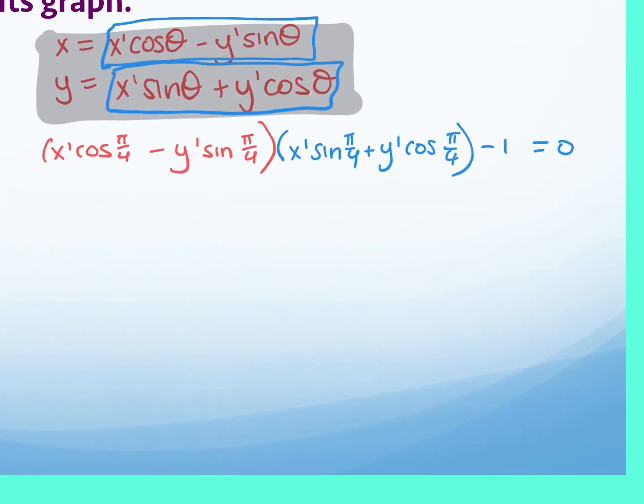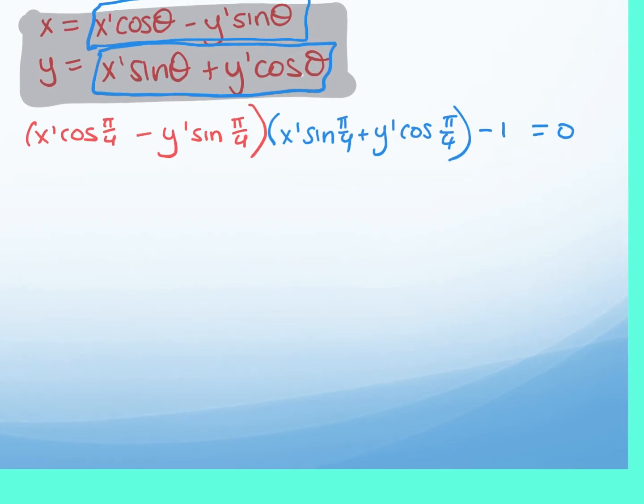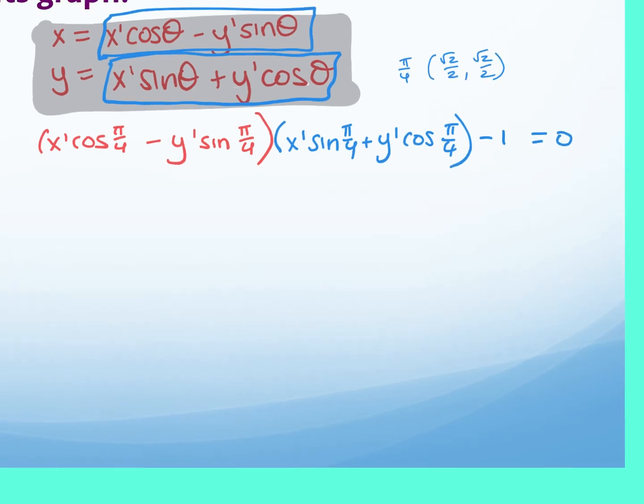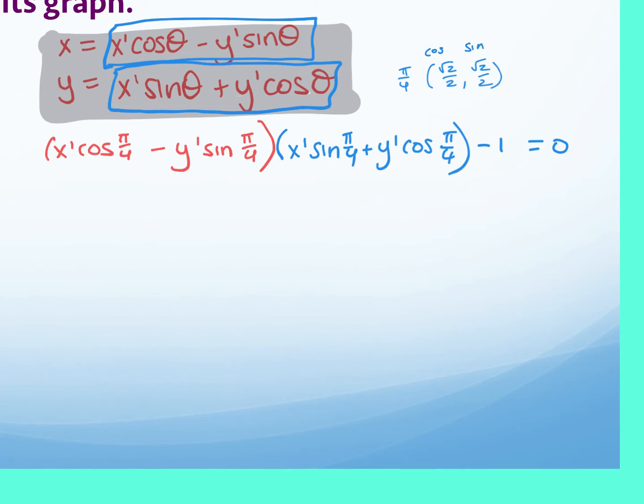All right, so now think about what we know. What do we know about pi over 4? What's the coordinate point at pi over 4? 45 degrees. That's my 45 degree angle. So it's root 2 over 2 and root 2 over 2, right? That means your cosine and your sine are both root 2 over 2. So I get x prime times root 2 over 2 minus y prime times root 2 over 2 times x prime times root 2 over 2 plus y prime times root 2 over 2.